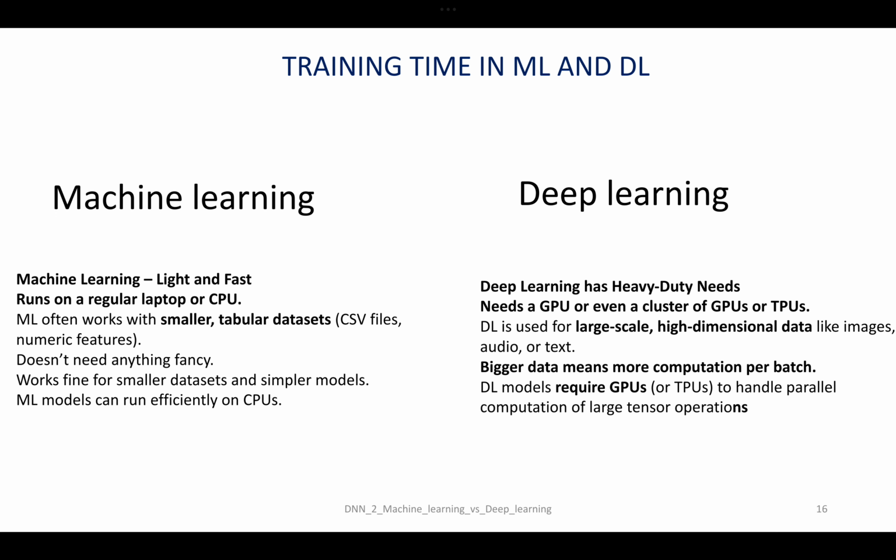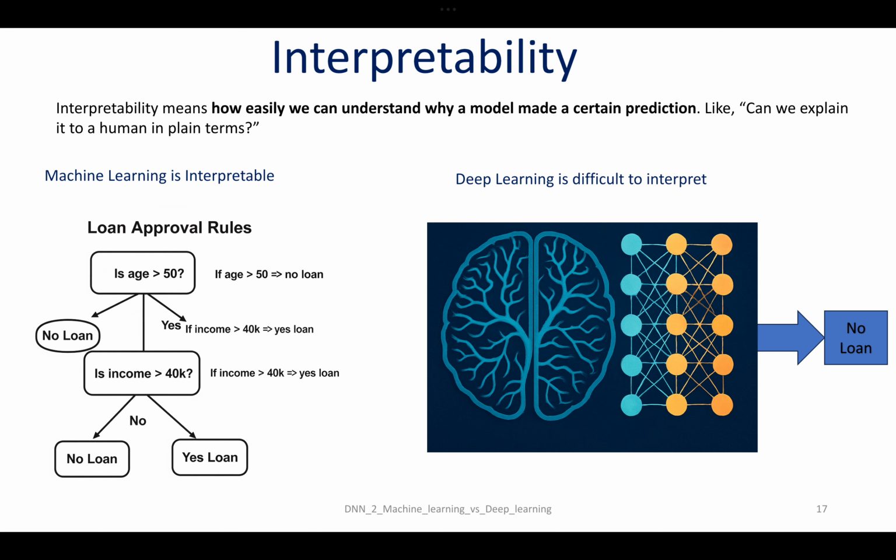Next, we'll understand what interpretability is and whether we can interpret deep learning or not. So, what is interpretability? Interpretability means how easily we can understand why a model made a certain prediction. Like, can we explain it to a human in plain terms? Now, take a look at this image. It perfectly sums up the difference between how understandable these two approaches are.